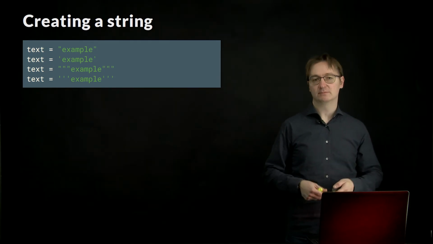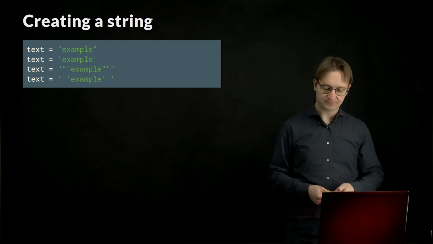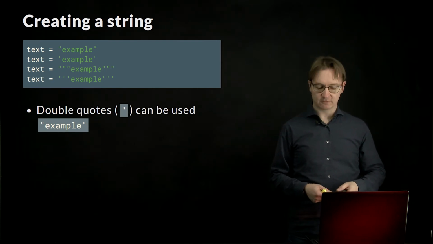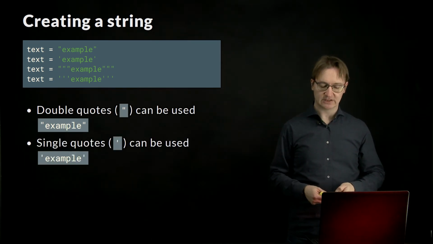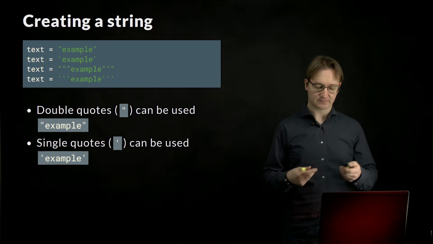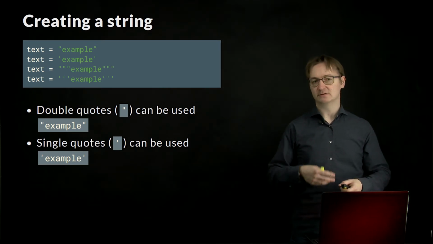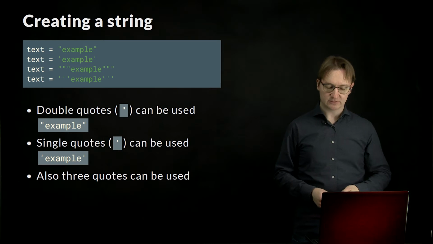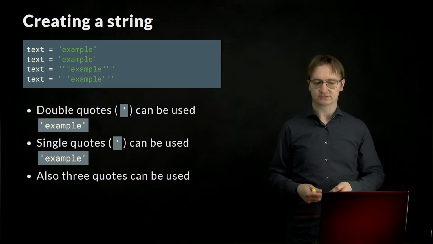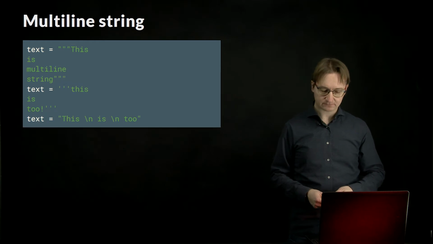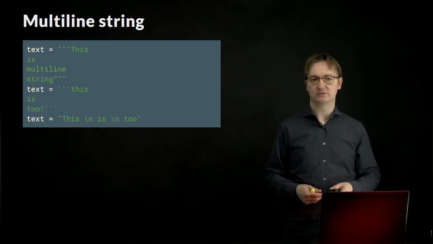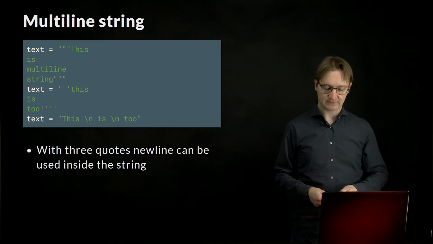First we will look at how we can create a string, and here are different examples. So we can use both double quotes or single quotes to represent a string, and a string starts with a quote and ends with a quote. Also, triple quotes or three quotes can be used to represent a string. In order to have a multiline string, we have to use three quotes.